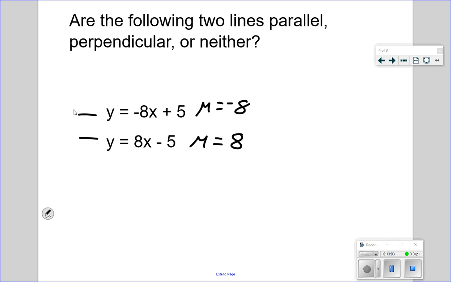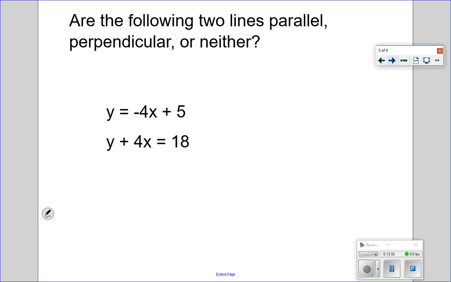In this case, they are neither parallel nor perpendicular. To be parallel, they'd have to be identical, both -8 or both +8. To be perpendicular, if the first one were -8, the second one would have to be +1 over 8. So it would have to be the reciprocal. That's what we're missing. So in this case, just having a +8 and a -8, that's not parallel or perpendicular.